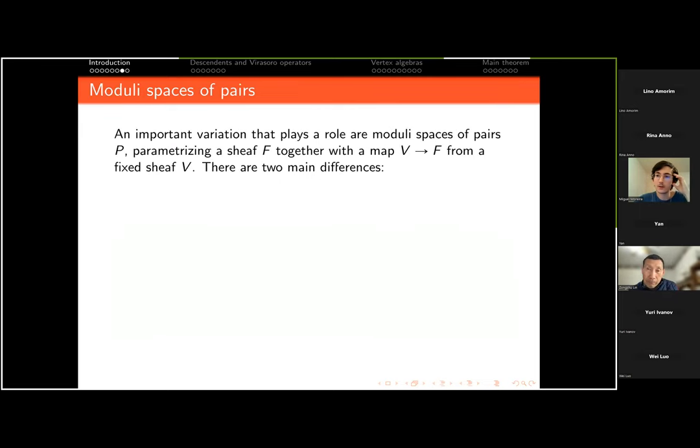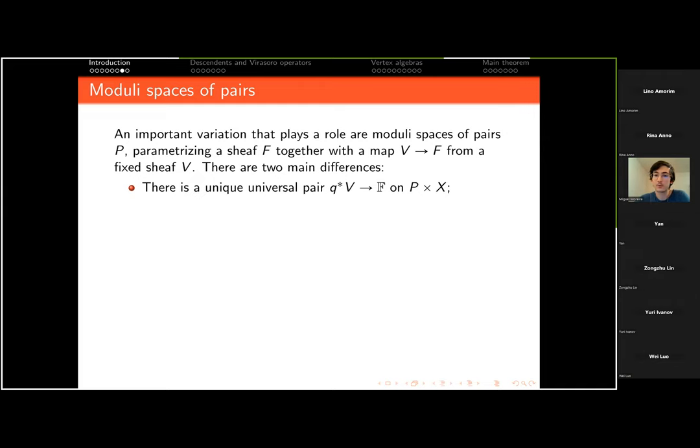Okay, a different flavor of moduli spaces that also plays an important role are moduli spaces of pairs. In a moduli space of pairs, I want to parameterize not only a sheaf, but a sheaf together with a map from a fixed sheaf V. For example, if I take V to be the structure sheaf, then I want to parameterize sheaves together with a section. There are two main differences in the way moduli of pairs behave. The most fundamental one is that moduli spaces of pairs typically do have a unique universal object, which doesn't happen for moduli of sheaves, in which there is this ambiguity up to tensoring by a line bundle.